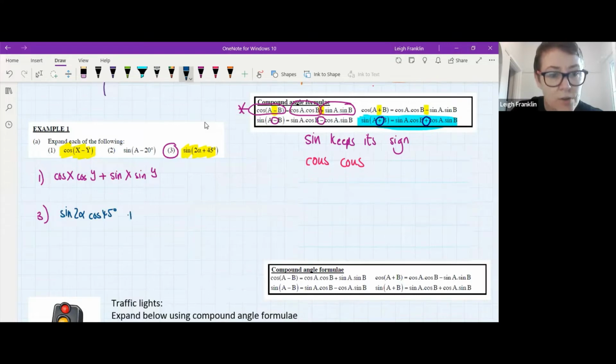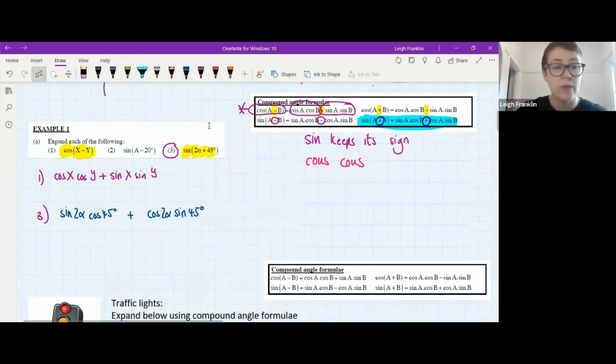Sine keeps its sign, so this is plus. Now here we're going to write cos 2 alpha sine 45. Now we cannot leave that there, because the cos of 45 and the sine of 45 are special angles. The other thing that's important to note is in this expression, sine 2 alpha is being multiplied by cos 45, and cos 2 alpha is being multiplied by sine 45. So cos 45, if I can write it as a number, becomes the coefficient of sine 2 theta.